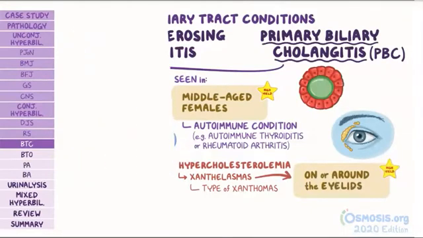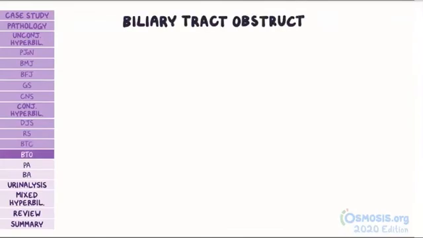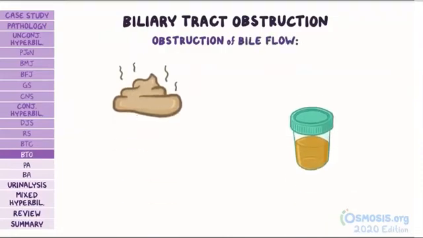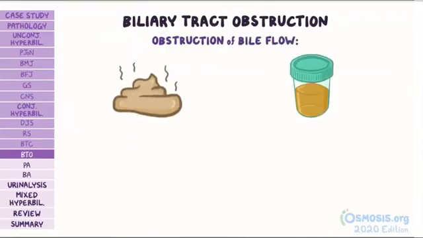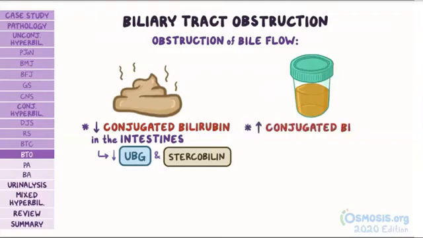Finally, conjugated hyperbilirubinemia and jaundice can be caused by biliary tract obstruction. Also, don't forget that obstruction of the normal bile flow also leads to pale stools and dark urine. This is because there's less conjugated bilirubin in the intestines, so there's less urobilinogen and stercobilin, and this results in pale stools. On the other hand, increased levels of conjugated bilirubin in the blood lead to dark urine.